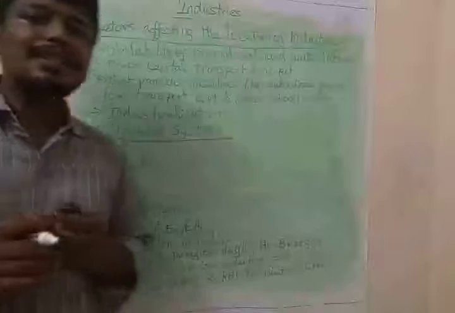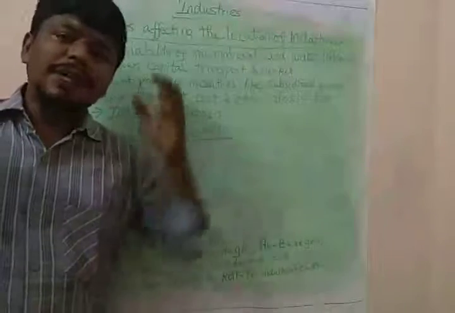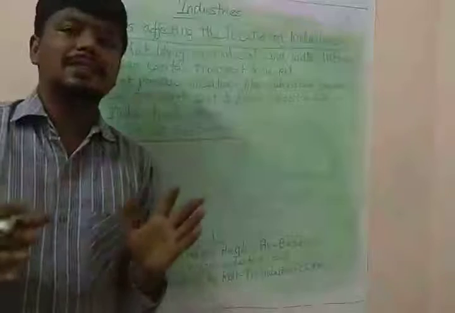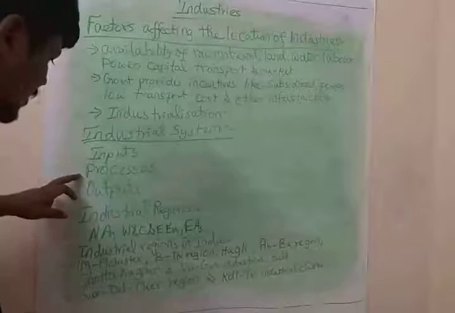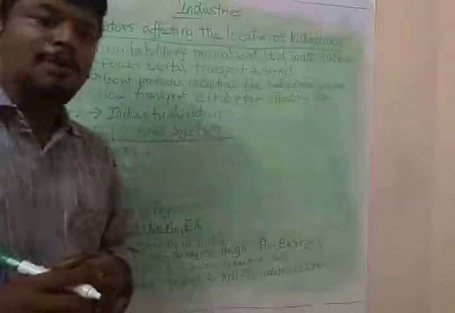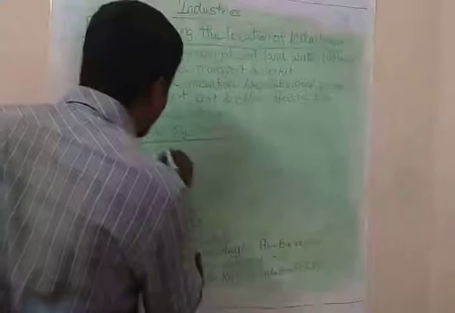In the industrial system, three things are very important for you to know. So what are the three main things, ma'am? It is inputs, process and outputs. So okay, what is this input, ma'am?